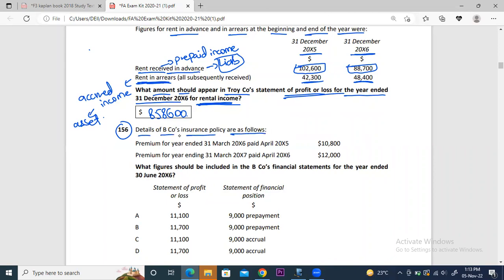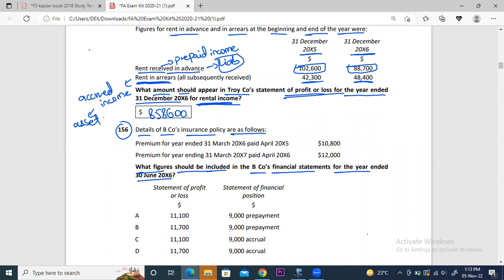So normally insurance premiums are expenses, right? Insurance policies are expenses. So this is also an expense. This is a question of expense, not income. Now, what figures should be included in B company's financial statements for the year ended 30th June 16? So again, we need to tell the expense.